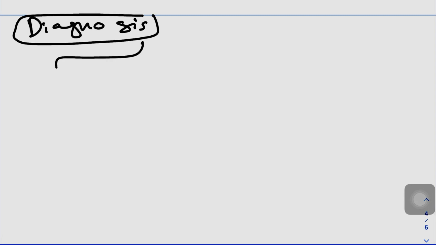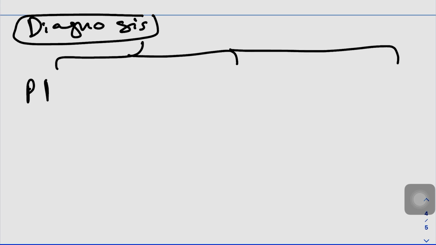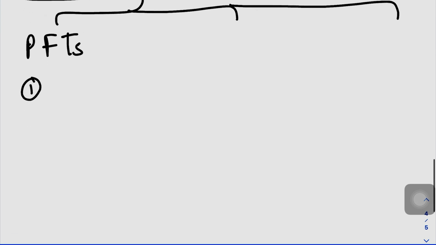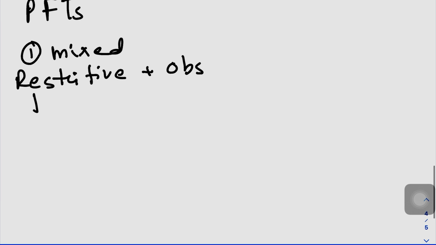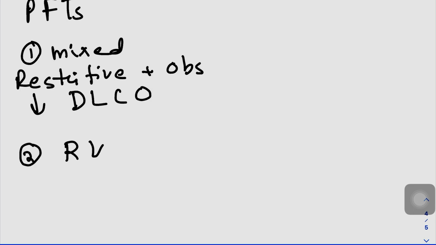Now how are we going to diagnose? For diagnosis, we have certain tests like pulmonary function test. In pulmonary function test, the most common finding is mixed restrictive plus obstructive pattern, reduced DLCO, and occasionally isolated reduced residual volume.